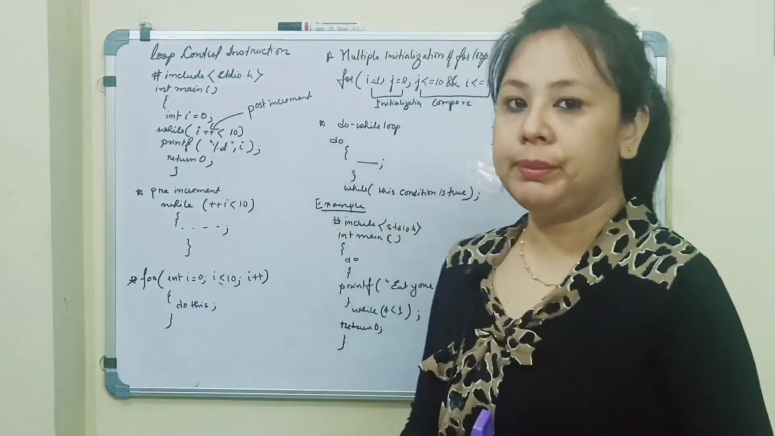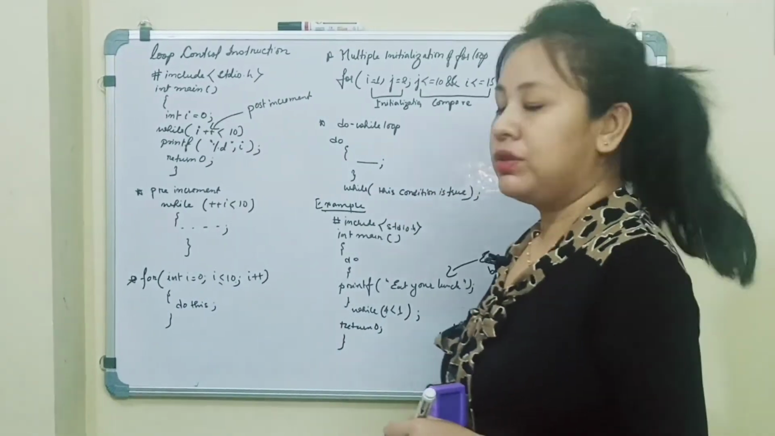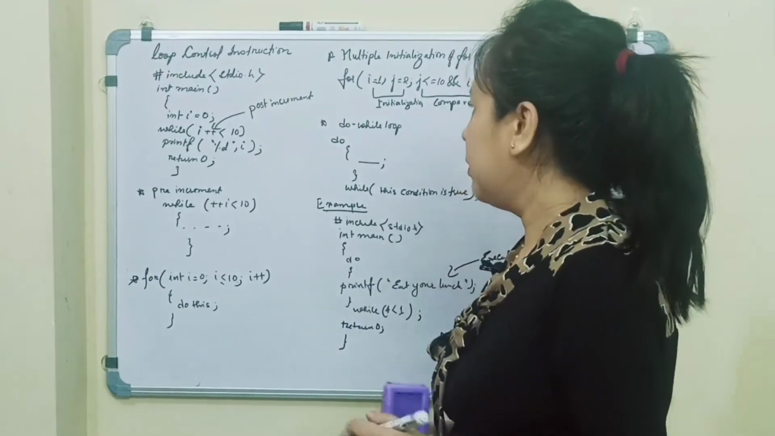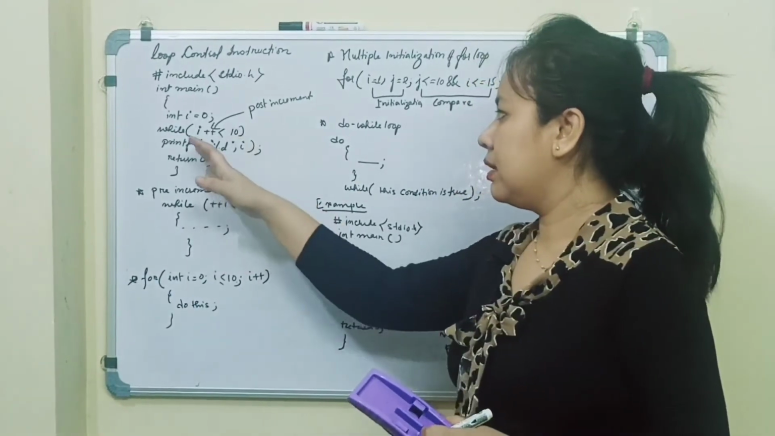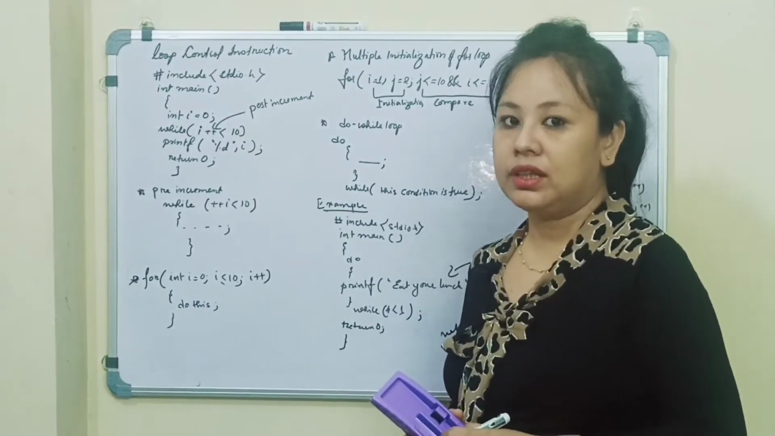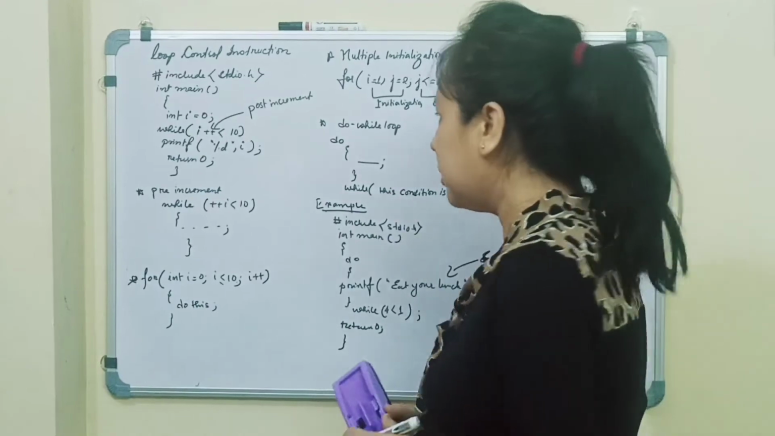So today we will be learning loops. In the last class I showed how to use the while loop. Today we will be seeing how to use pre-increment and post-increment operators inside a while loop.